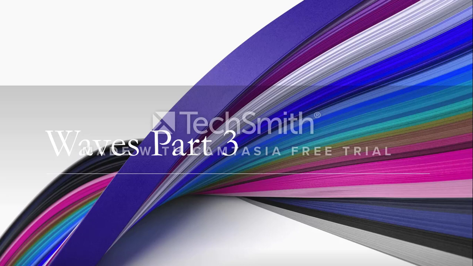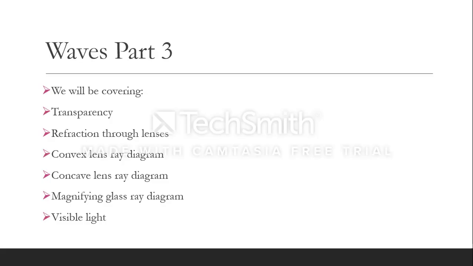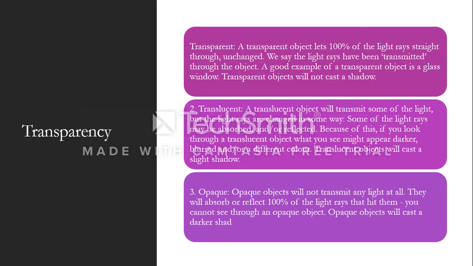Now we'll be looking at waves part 3. Waves part 3, we'll be covering transparency, which is about how transparent an object is. So we'll be looking at transparent objects, opaque objects, translucent objects. Also we'll be looking at refraction through lenses: convex lens ray diagrams, concave lens ray diagrams, magnifying glass ray diagrams, and visible light. So one of our main themes is ray diagrams.